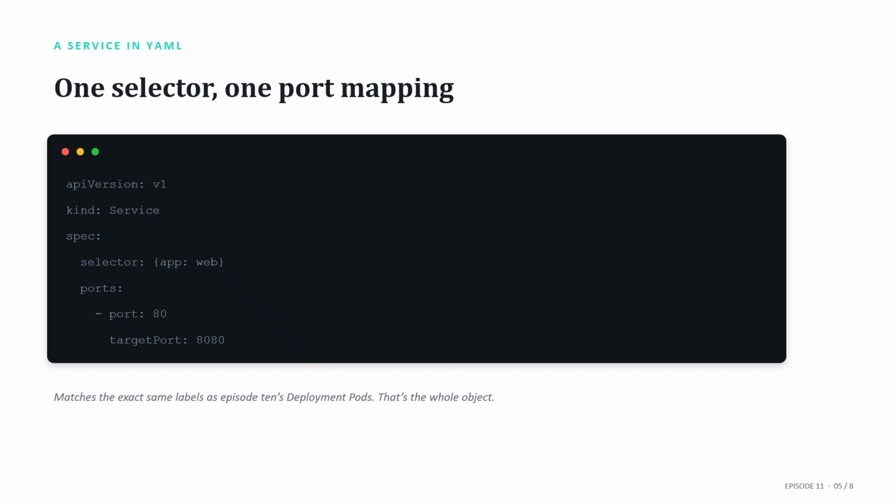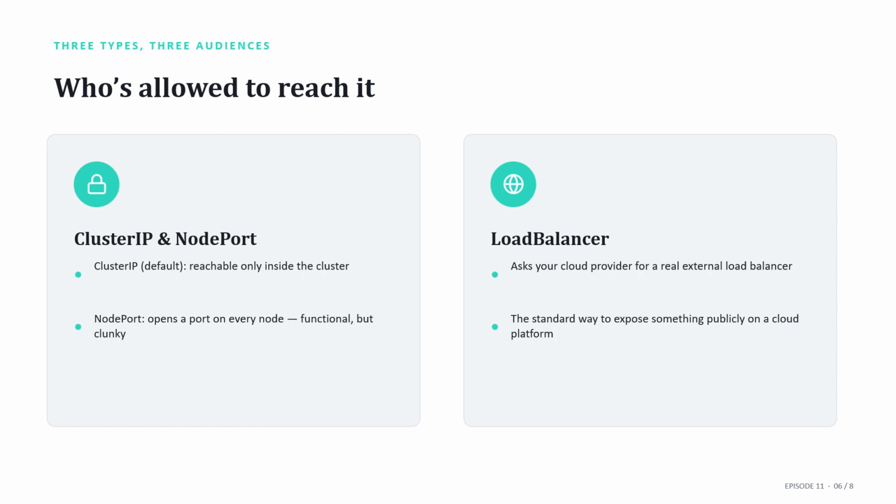instead of one machine. There are 3 service types worth knowing, and they answer different questions about who's allowed to reach it. ClusterIP, the default, is only reachable from inside the cluster, the right choice for a database or an internal API that nothing external should touch directly. NodePort opens a specific port on every worker node's own IP, reachable from outside the cluster, functional, but clunky for production. LoadBalancer asks your cloud provider to provision a real external load balancer that routes in from the internet, the standard way to expose something publicly when you're actually running on a cloud platform.